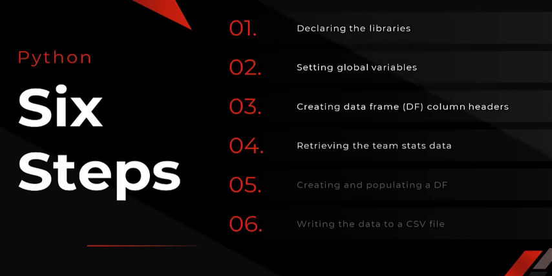The fourth part of the application involves retrieving the team stats data from the MySportsFeeds.com API using the requests library. This involves constructing a request URL that includes the API key, season, and league variables, and then using the requests library to make a GET request to the API endpoint. The data returned by the API will be in JSON format, which will be parsed using the JSON library to extract the relevant information.